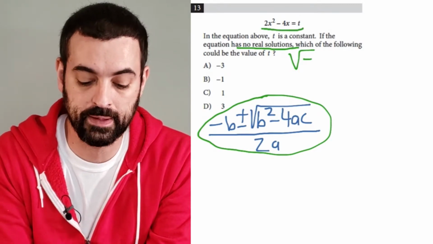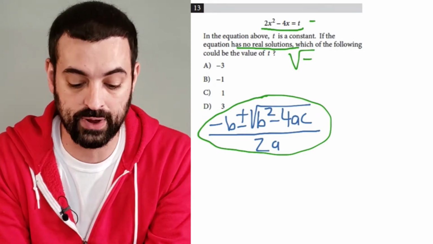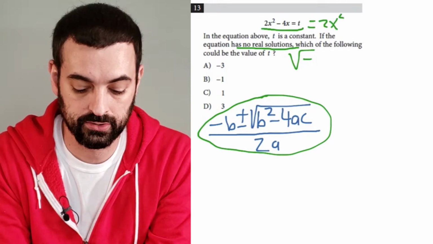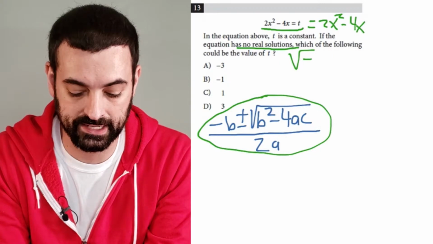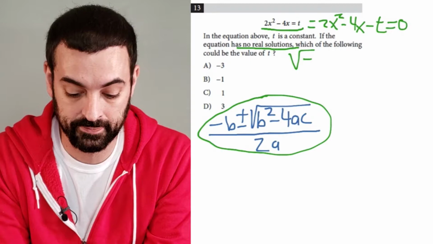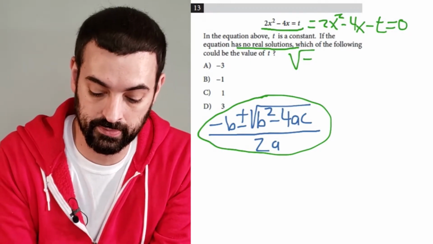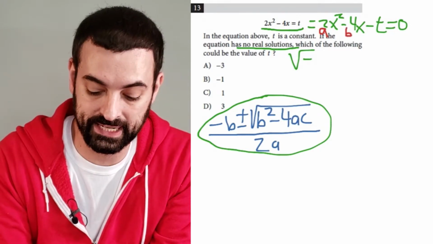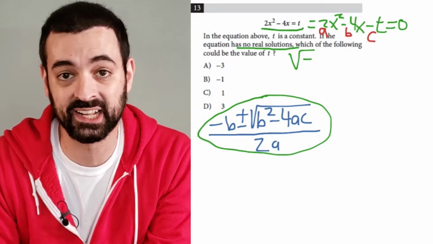We're going to start by putting this equation into quadratic form. This can be rewritten as 2x squared minus 4x minus t equals 0. My a term is 2. My b term is negative 4, and my c term is negative t.